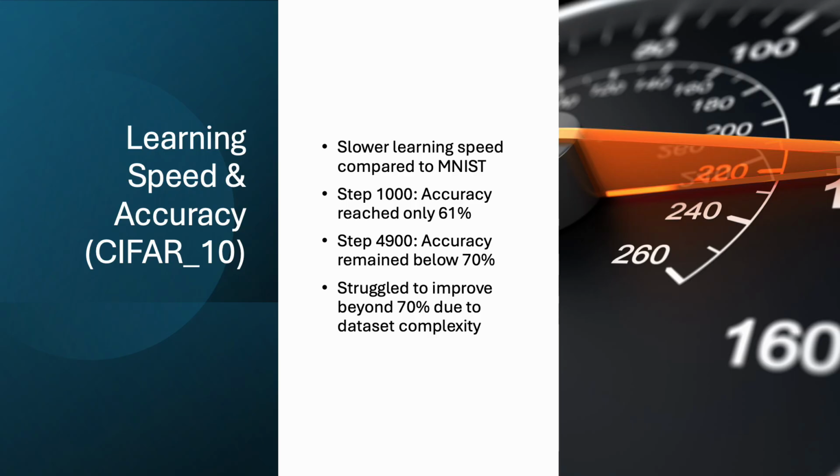Now taking a look at the learning speed and accuracy of CIFAR10. For this CNN, there was a slower learning speed compared to MNIST. By step 1000, the accuracy reached only 61%. By step 4900, accuracy remained below 70%. Overall, the CNN struggled to improve beyond 70% due to the dataset complexity.